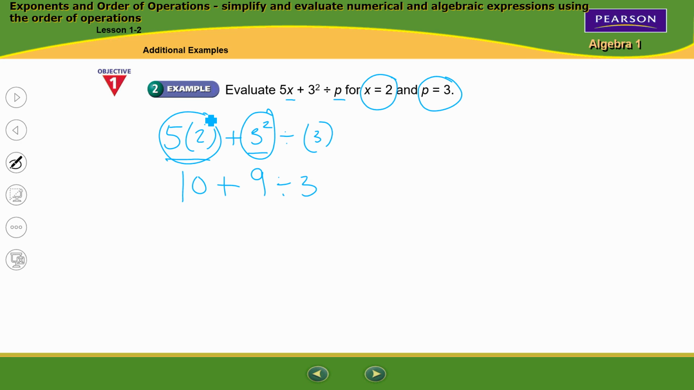Now we've got 10 plus 9 divided by 3. I see division. Division comes before addition in the order of operations, so I'm going to do this, which is 3. And I've now got 10 plus 3. It's the only thing left to do. 13, lucky number.